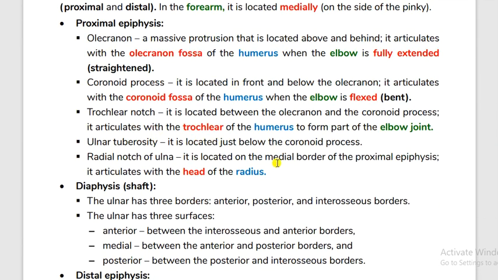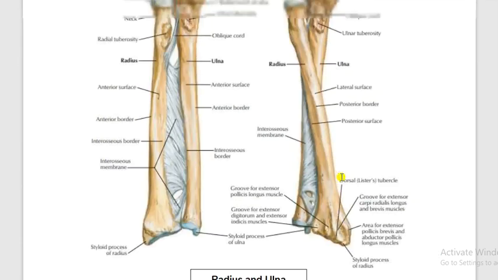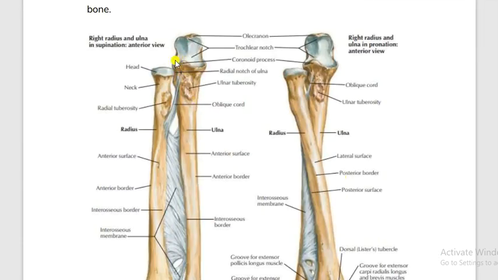The ulnar tuberosity is located just below the coronoid process. This is the ulnar tuberosity here, located just below the coronoid process.